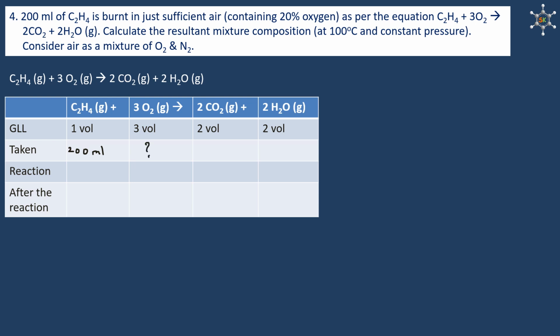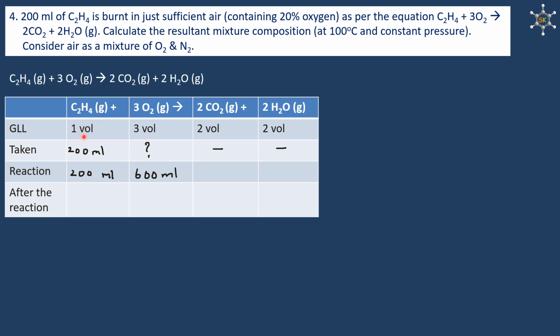At the beginning, carbon dioxide and water vapors were not present. If we observe the relationship, 1 volume of C2H4 demands 3 volumes of oxygen. So 200 ml of C2H4 must be demanding 200 ml multiplied by 3, that is 600 ml of oxygen. So the reaction is 200 ml of C2H4 reacts with 600 ml of oxygen.